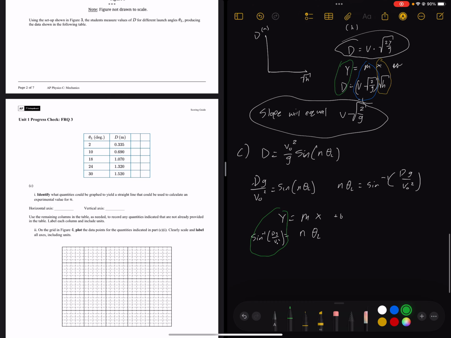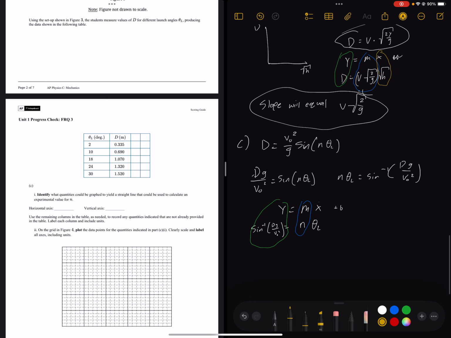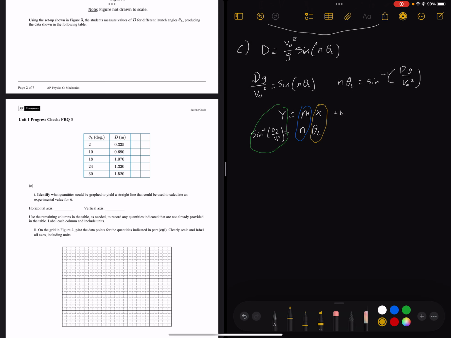My blue is the slope. So the slope of that line is going to be n. And then here, my independent variable is my launch angle. That's what I'm going to plot. So you're going to plot inverse sine of dg over v naught squared versus theta L.